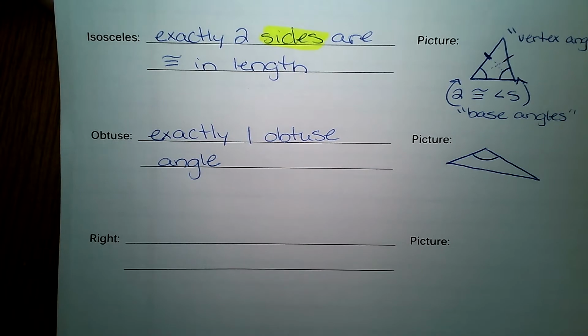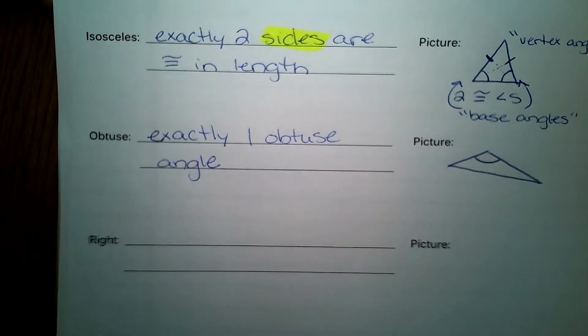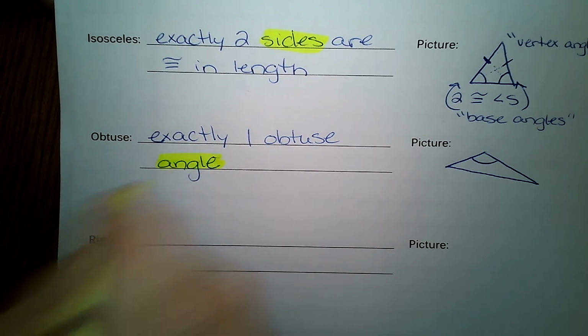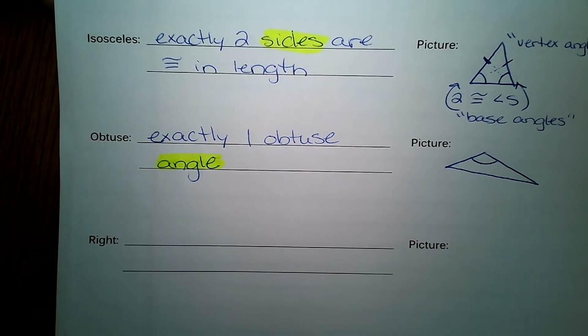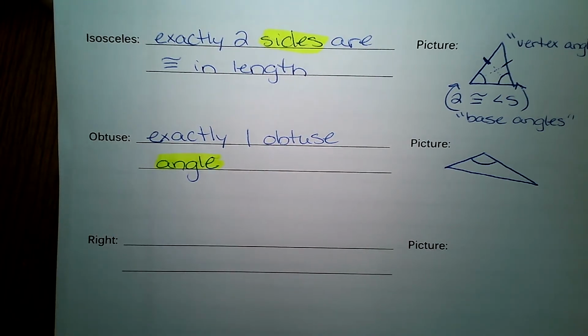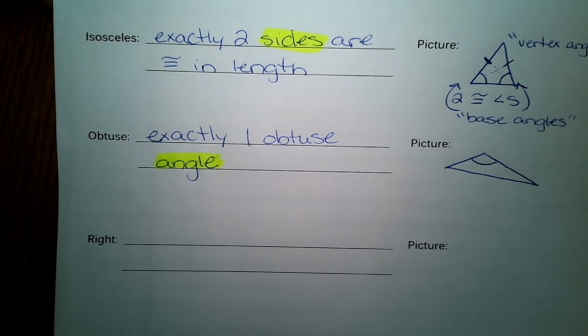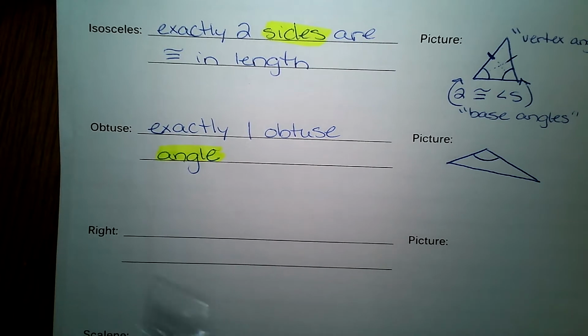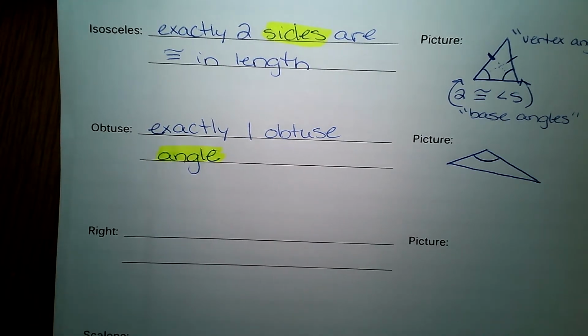It can only have one obtuse angle. Therefore, the word obtuse, when we're talking about triangles, is describing the angle relationships. Well, this is really similar to a right triangle. Let's think about what a right angle is again. That's an angle that's 90 degrees, okay?